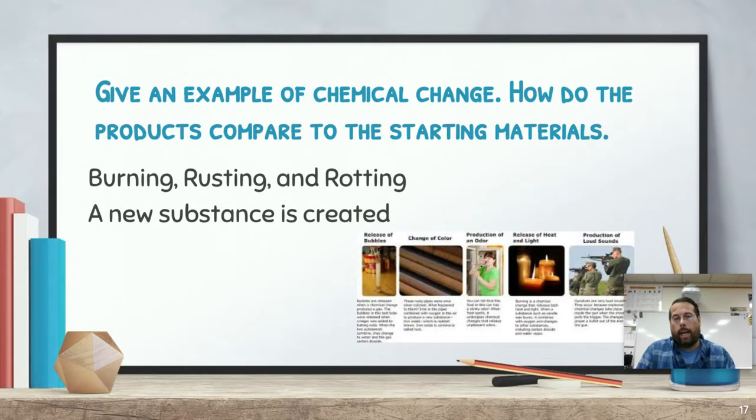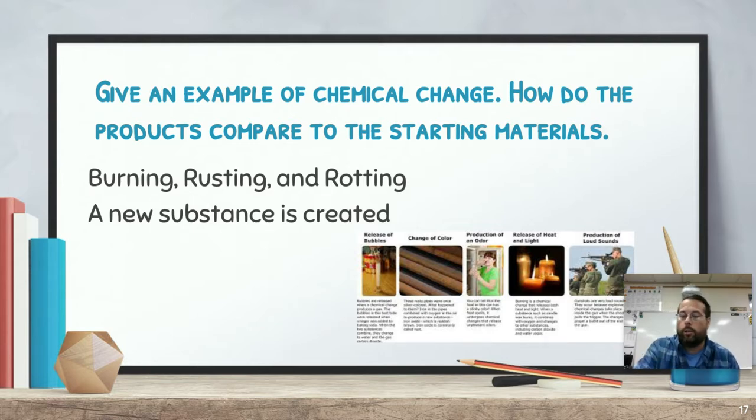However, in a chemical change, you are creating a new substance. Things like burning, rusting, rotting. Those are examples of new substances being created. Signs of a chemical change include release of bubbles, color change, like the leaves or rusting. When food decomposes, it usually puts out an odor, which is a sign of a chemical change. A release of heat and light is also a sign of a chemical change.